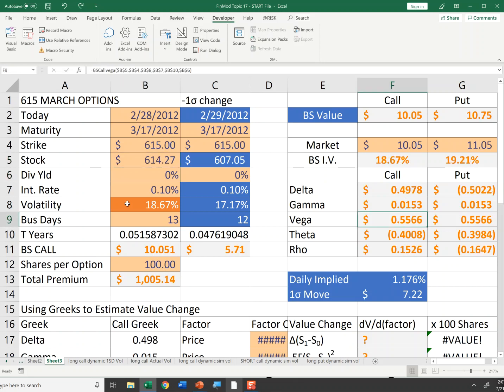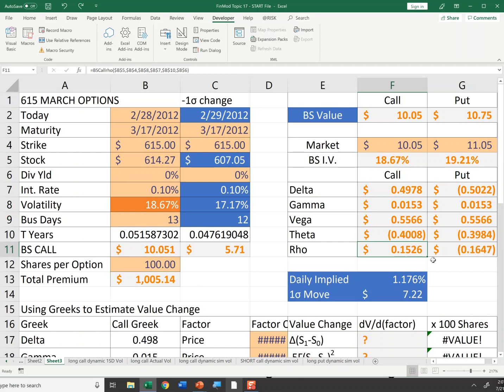Vega tells me if implied volatility goes to 19.67, the option price should increase by 55 cents. This should go to about 10.60 right here. And it does. Theta tells me if this option had only 12 days to maturity, the option will lose 40 cents. So we'll see if this drops. And it does. I'll hit undo.